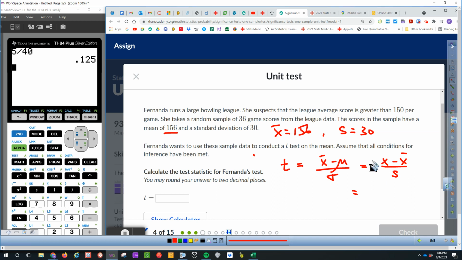So now, random sample of 36. So that's the mean, 156 minus the mean, which is 150, divided by standard deviation, which is 30.